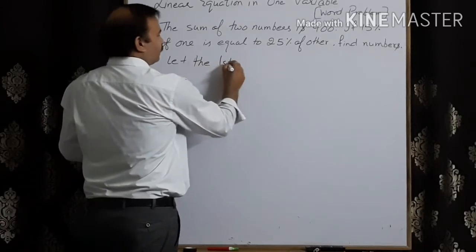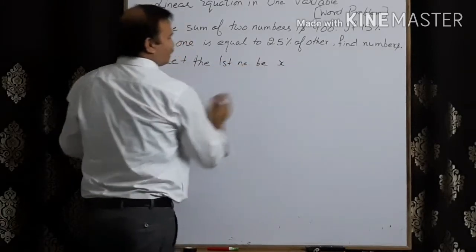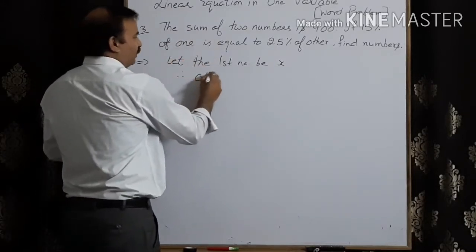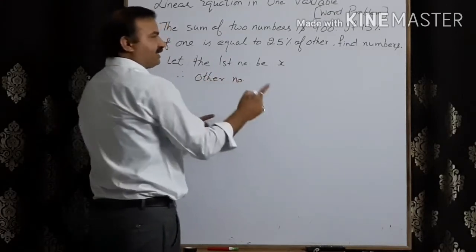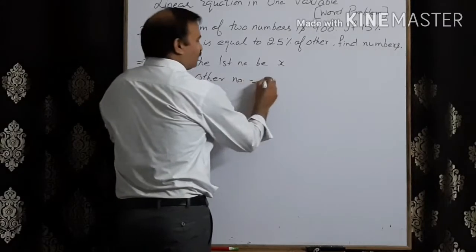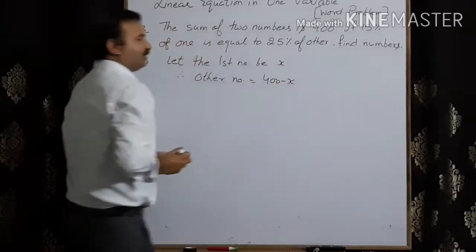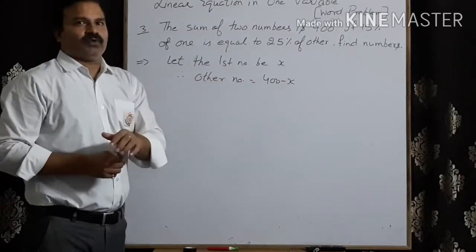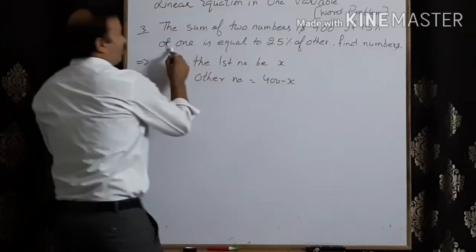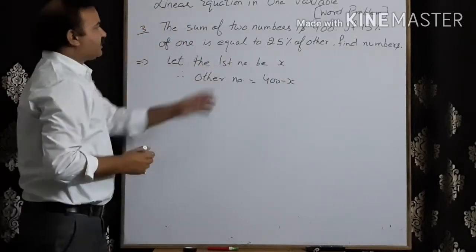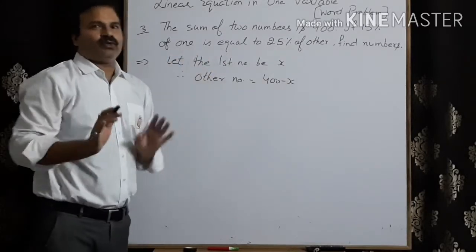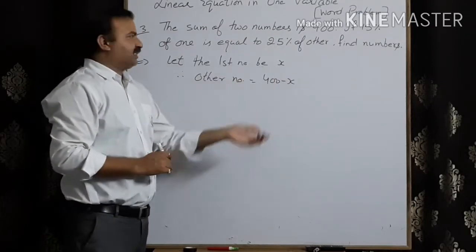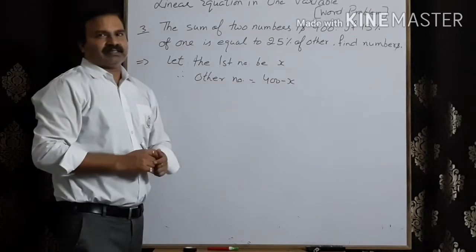Let the first number be x. If the first number is x, then the other number, as the sum of the two numbers is 400, is 400 minus x. Now, in the second line, students sometimes get confused, because it's written that if 15% of one is equal to 25% of the other. So whichever you take as first number, whichever you take as second number, fine, because x is unknown, so you can't say whether x is greater or 400 minus x is greater.